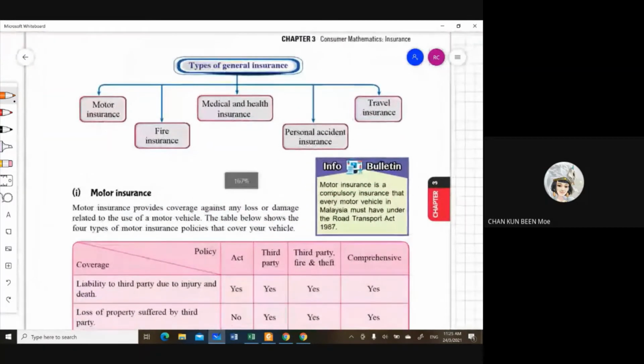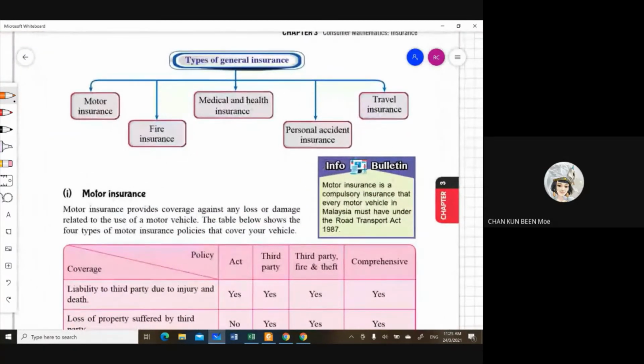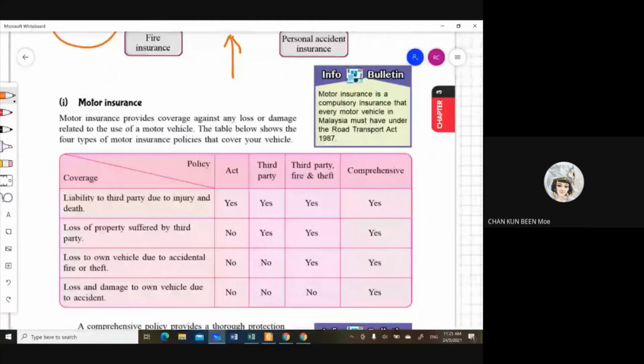Okay, so you can see there are 5 types of general insurance. The first one is motor insurance. If you buy a car, then you are going to insure it. Fire insurance, medical and health insurance, personal accident insurance, travel insurance. So we are going to go through them one by one. First, we are going to go through motor insurance. Okay, you can see down here is about motor insurance.